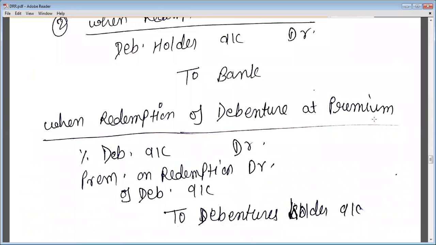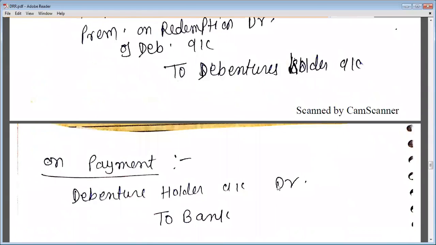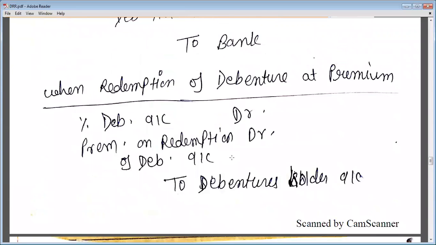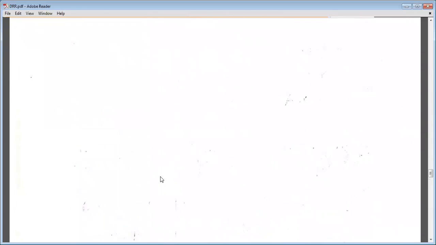When redemption of debenture is at premium, what entry will be passed? Percentage debenture account debit, premium on redemption account debit to debenture holder account. Okay. And second entry when payment is made, debenture holder to bank. The second entry will be the same, but in the first entry you have to maintain the premium on redemption account, because premium on redemption is an expense, a loss for the company, because the company is going to pay premium on redemption. The company has to pay more than the face value of debenture. That's why this is a loss for the company. That's why we debited the premium on redemption of debenture. Okay, so these two entries will be passed at the time of redemption of debenture.